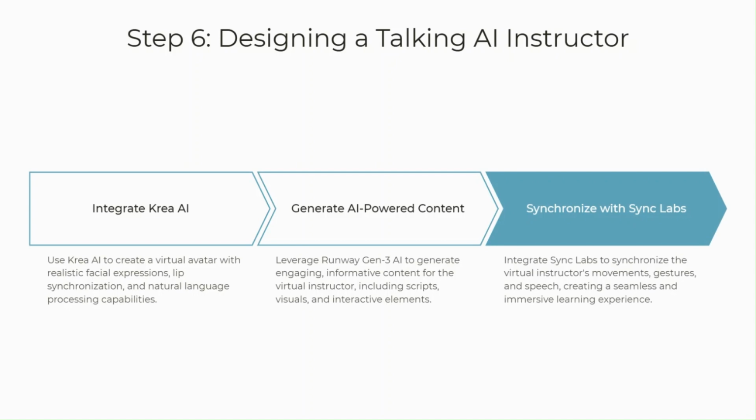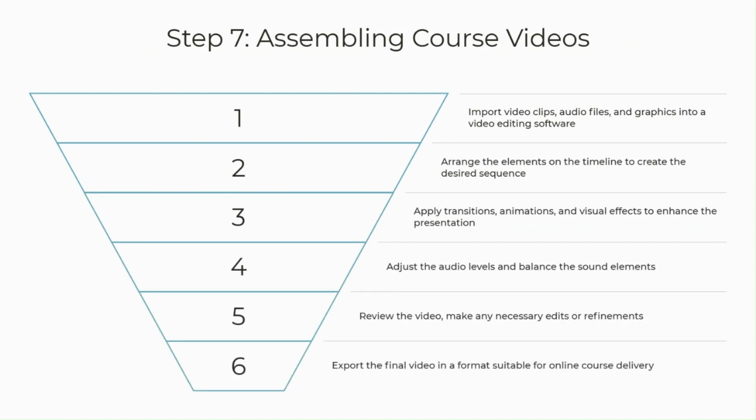Step 7. Assembling course videos. Bring everything together using a video editor like Filmora or CapCut. Import assets. Add AI instructor videos, voiceovers, and stock visuals. Edit for engagement. Use transitions, overlays, and effects. Add captions and emphasize key points. Export final video. Ensure high-quality output and consistency across modules.